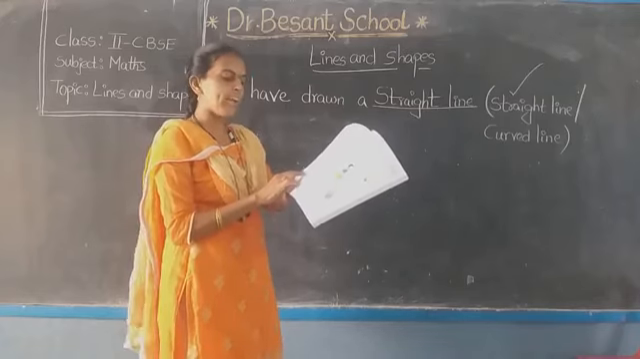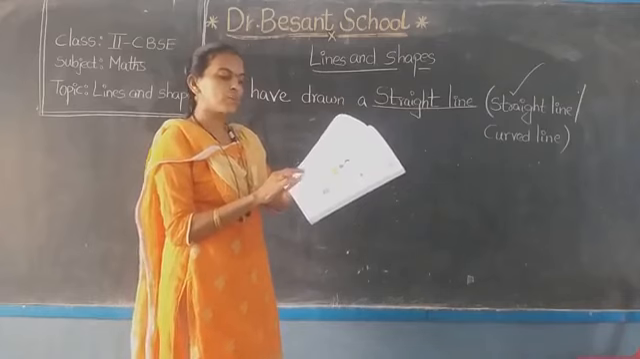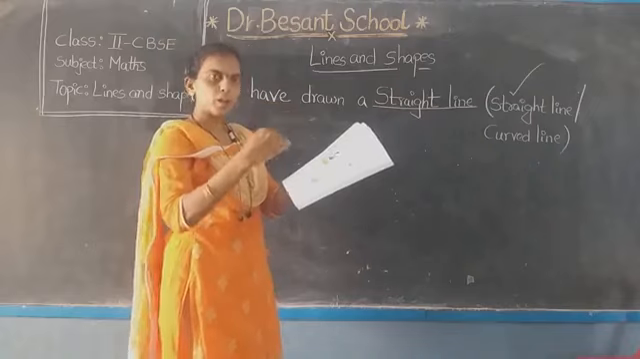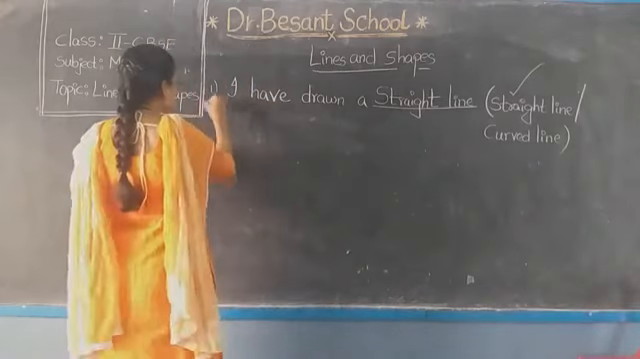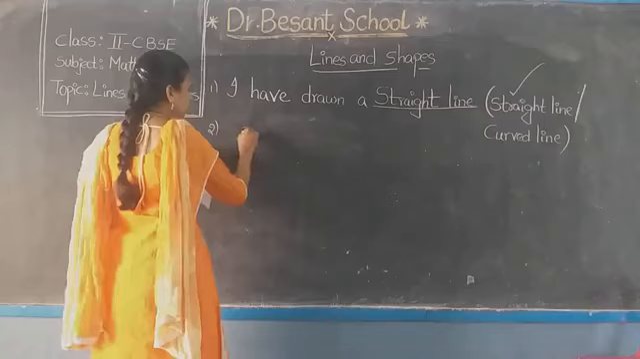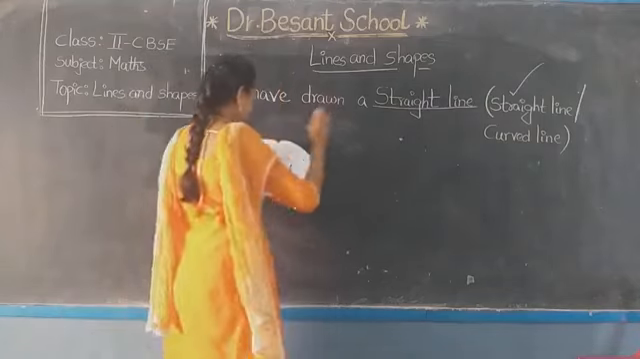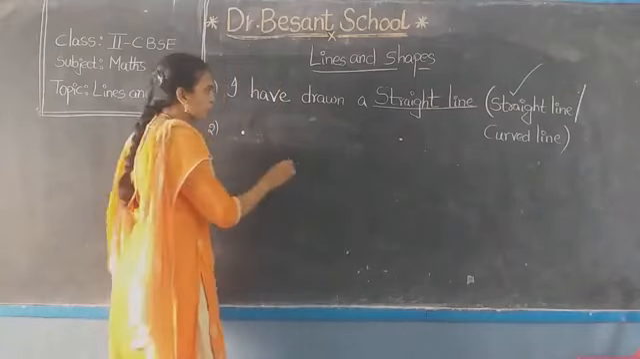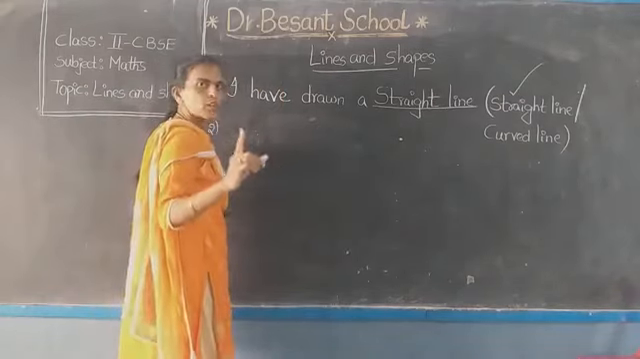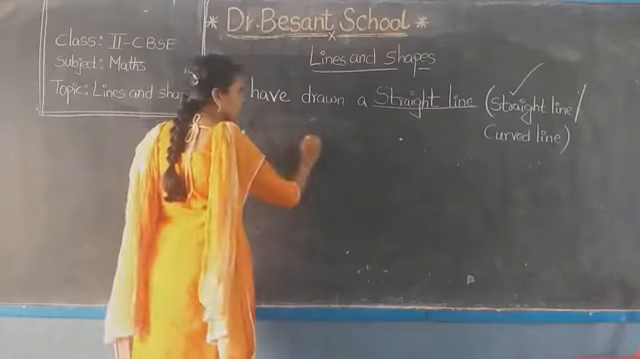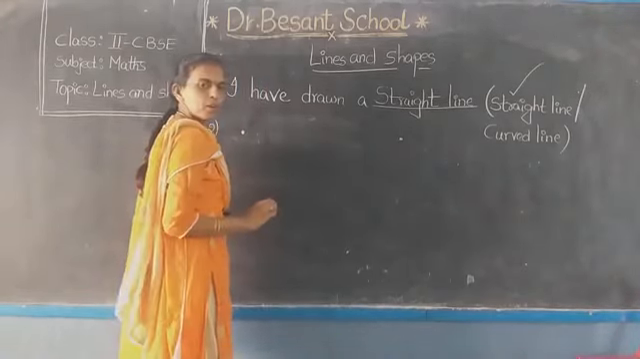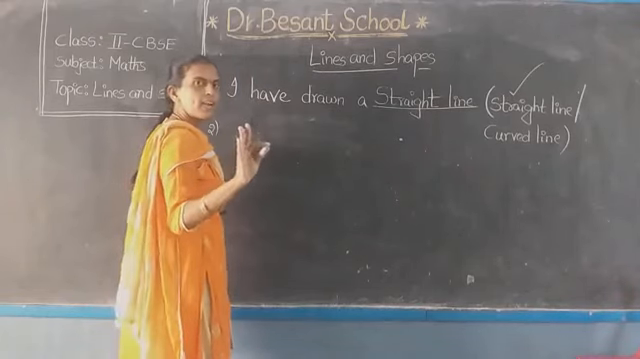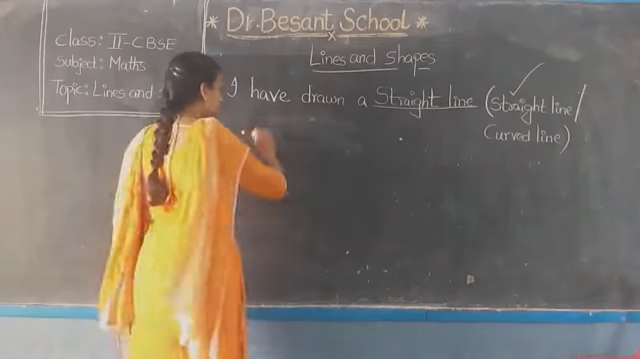Draw a straight line to join these two dots. Below the question they have given two dots. Here and here. So, draw a straight line to join these two dots. Don't draw with your free hand. Hold your scale, take the support of the scale and draw it. You have to draw using a scale.